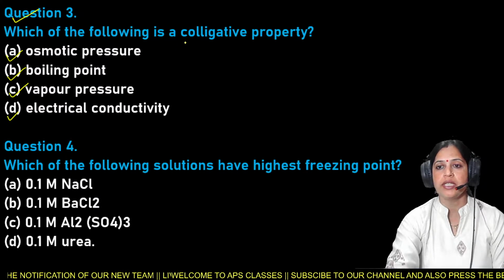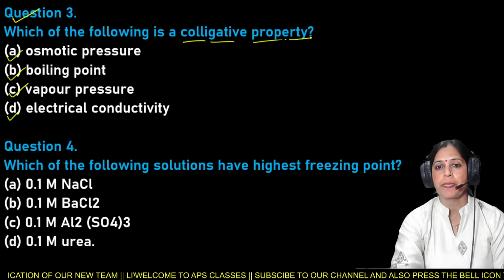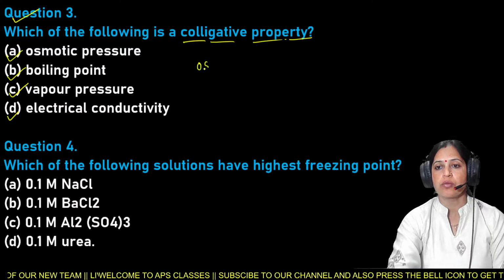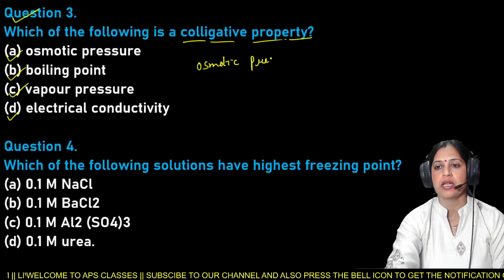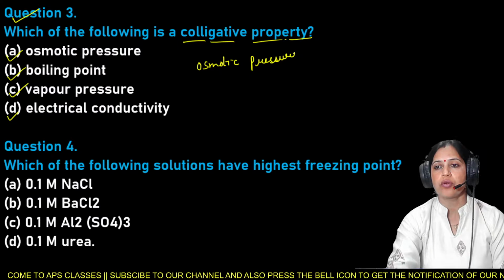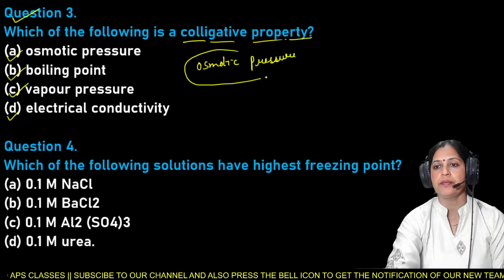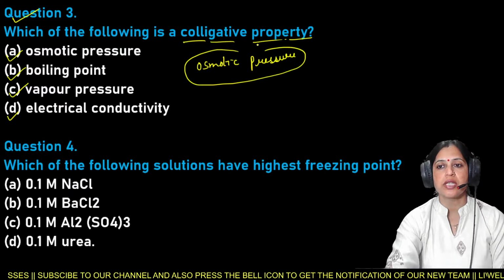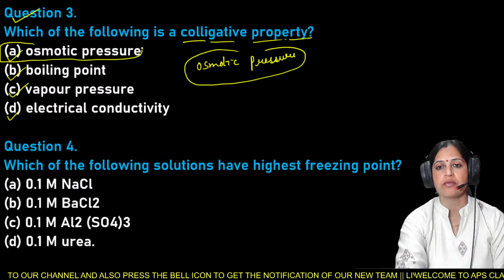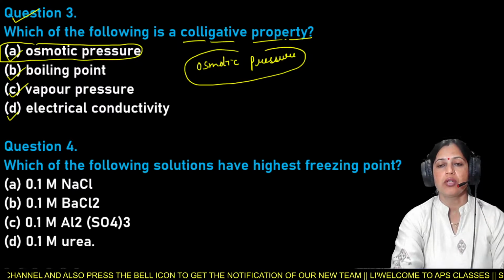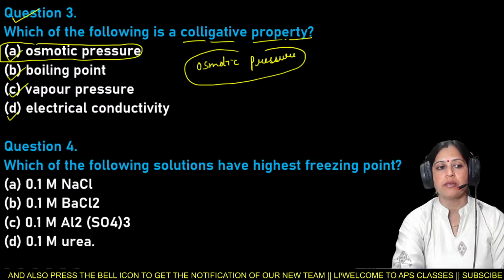So which is the colligative property? Osmotic pressure is a colligative property. There are 4 colligative properties, and out of them, osmotic pressure is the colligative property. So option A is the right answer for question number 3.